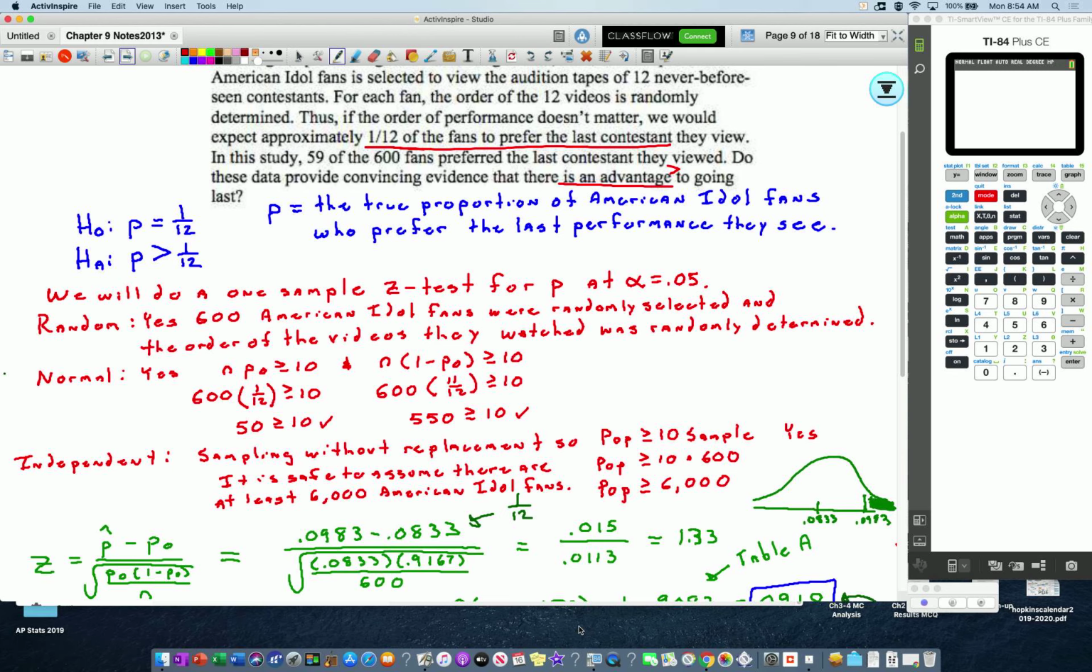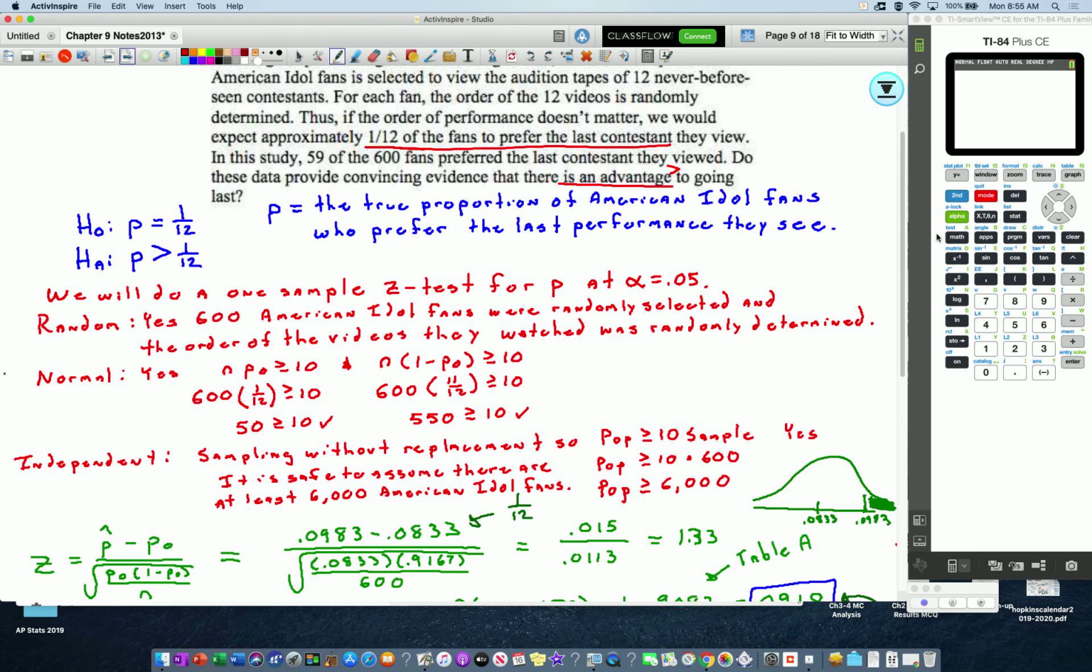Okay? For normal, I just need to show that n times p and n times 1 minus p are greater than or equal to 10. So 1/12 of 600, I would expect 50 out of the 600 fans to prefer the last contestant, while I would expect 550 out of the 600 to prefer anybody else but the last contestant. Those are both greater than 10, so normal is good. I am sampling without replacement, so 10 times our population, 10 times 600, is 6,000. I think it's safe to assume there are still at least 6,000 American Idol fans out there. You may want to argue with me about that, but hey, the show is still on TV.